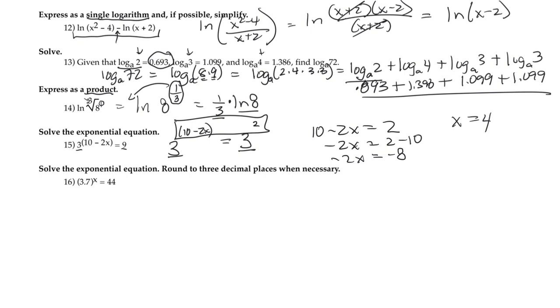The last one, I'd like to do that too, but there's no way I can get 44 to 3.7 to something. So in this case, I can just change its form from exponential to logarithmic. So it'd be log base 3.7 of 44 is equal to x. And then just plug that in on your calculator.